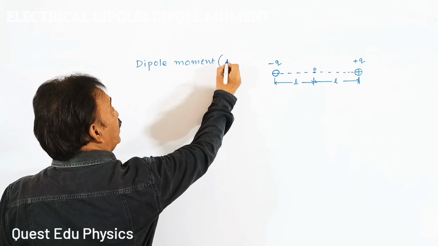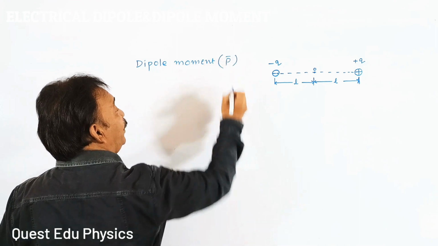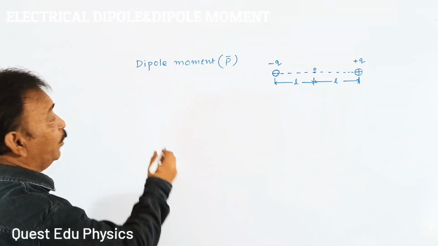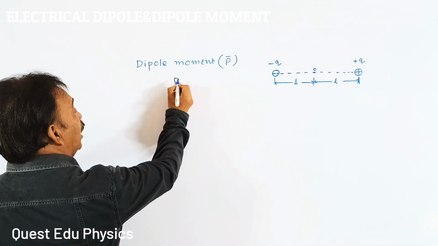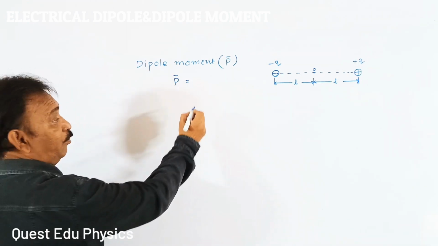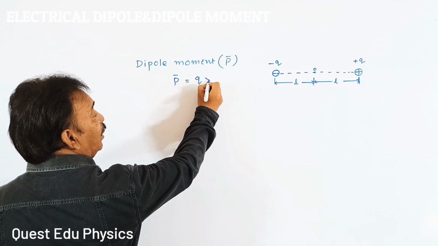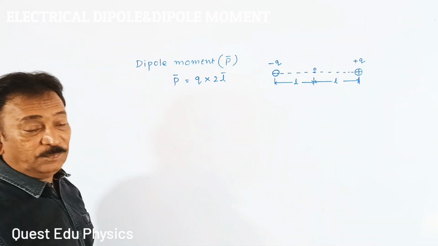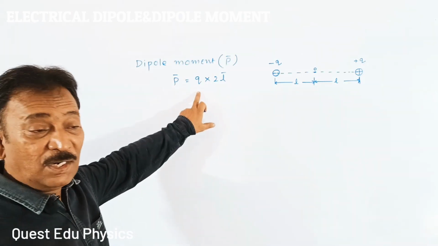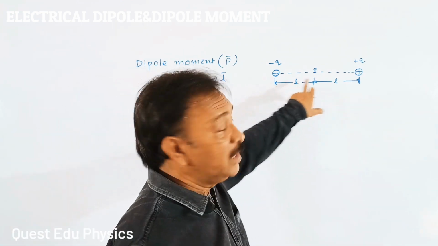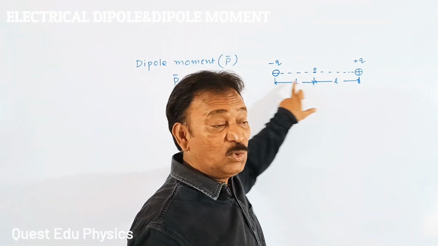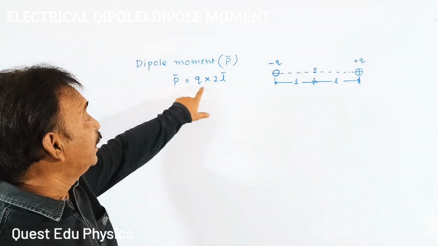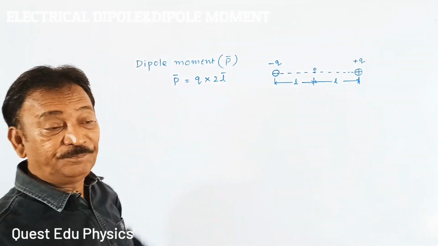It is a vector quantity, students, and is shown with the letter P bar. Okay, students. What is the dipole moment? Mathematically, we can write dipole moment P bar is equal to the magnitude of the charge multiplied with the distance between the two. Charge multiplied with the distance between these two charges is known as dipole moment. Okay, students, P bar is equal to q into 2L bar.